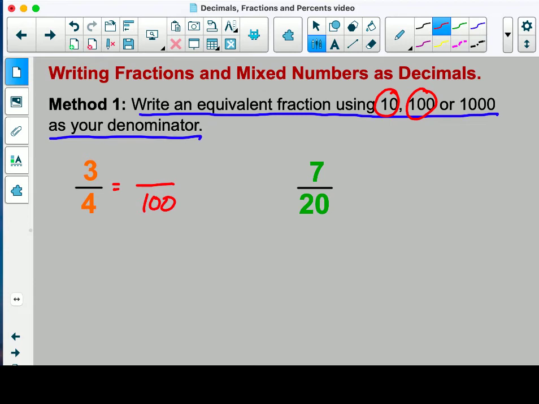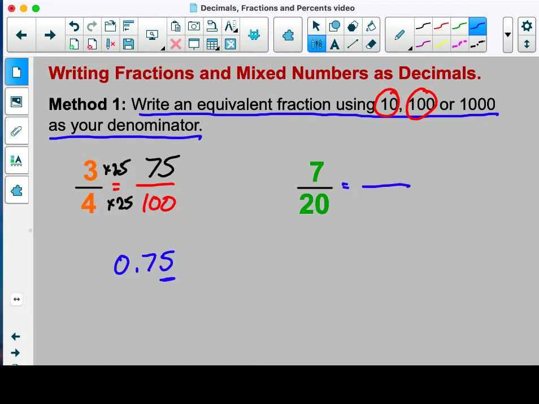So let's try it. Can I go from a 4 to a 100? Well, yeah, I can multiply times 25. So do the same thing up top and get 75 over 100. Okay, and then again, say it in words, 75 hundredths. That means 75 that ends in the hundredths place, the second decimal place. So by writing it out of 100, we can say it in words, just like we did when it was in decimal form, and it helps me write it out.